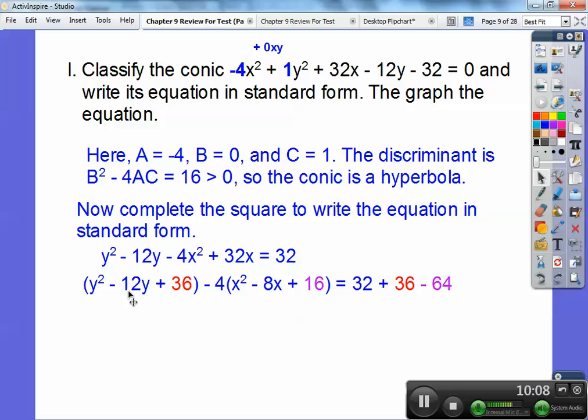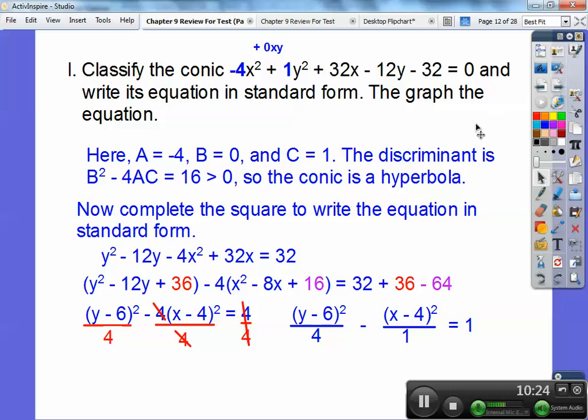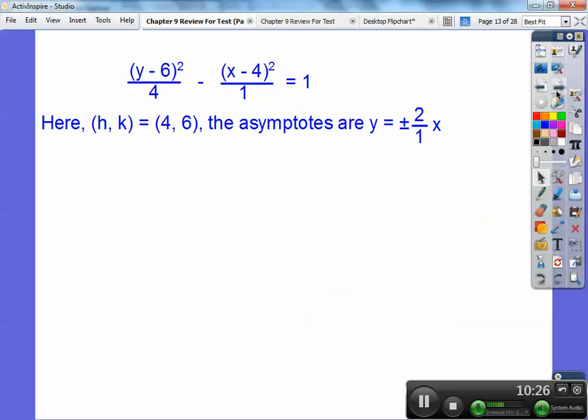All right, this quantity becomes y minus 6 squared. This quantity right here becomes x minus 4 squared, but there's a negative 4 in there. And then add all those numbers up and you get 4. Okay, now this is a hyperbola. We've got to have it equal to 1, so we're going to divide by 4, and I get that equation right there.